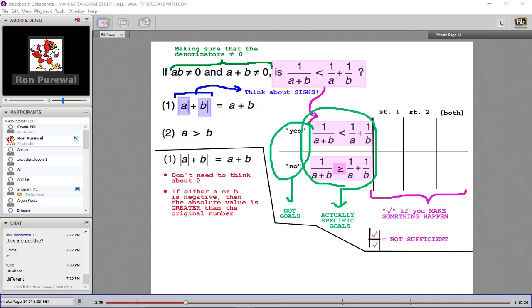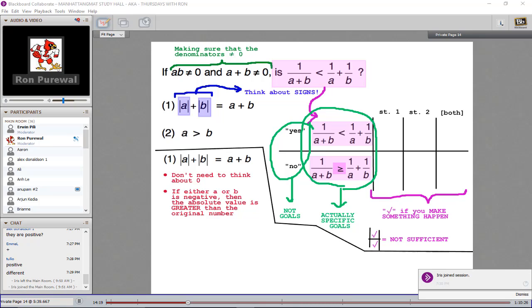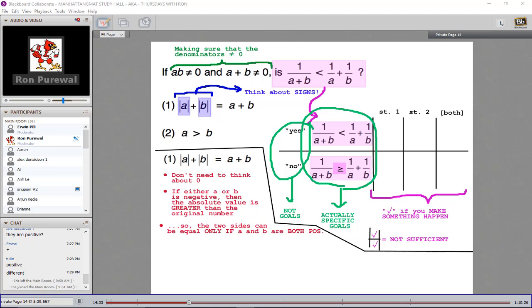So what this means, and there's no way to make up for that. If A is negative, then this is less than this, and you can't make this greater than that to make up for it. So the only way you can get them to be equal is if both of them are positive. It's impossible for the right-hand side to be bigger. So the two sides can be equal only if A and B are both positive. So that's what we know: they're both positive. So statement 1 is just a really stupid way of telling us that both of them are positive.